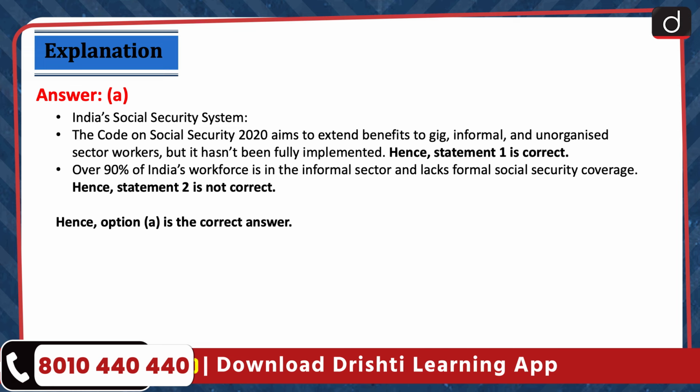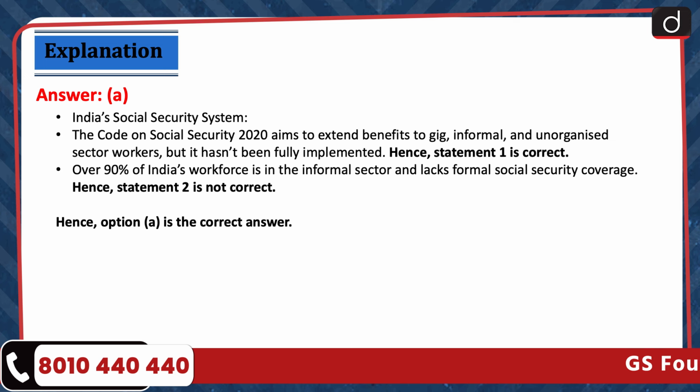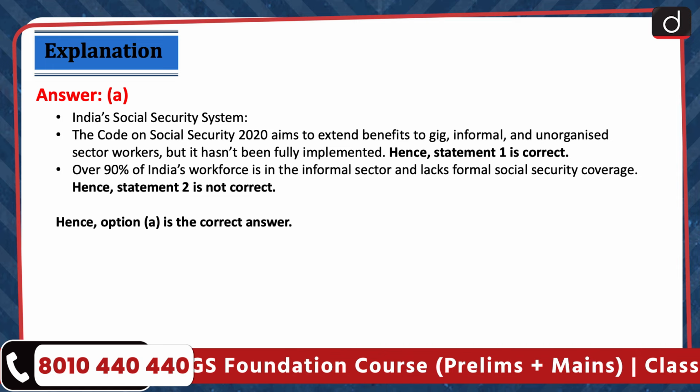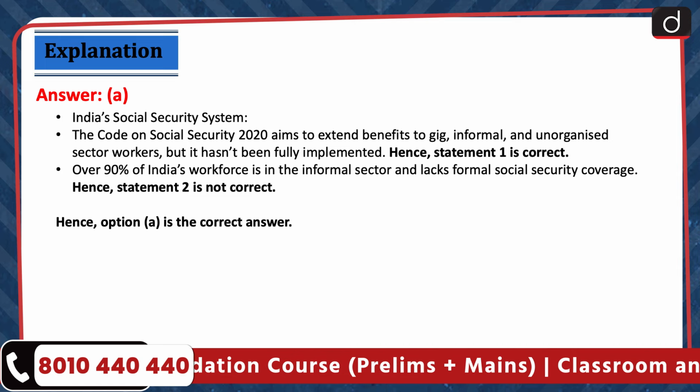India's social security system. The Code on Social Security 2020 aims to extend benefits to gig, informal and unorganized sector workers, but it has not been fully implemented. Hence, statement 1 is correct. Over 90% of India's workforce is in the informal sector and lacks formal social security coverage. Hence, statement 2 is not correct. Hence, option A is the correct answer.